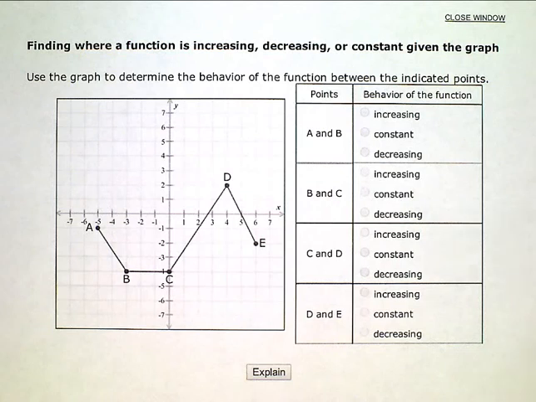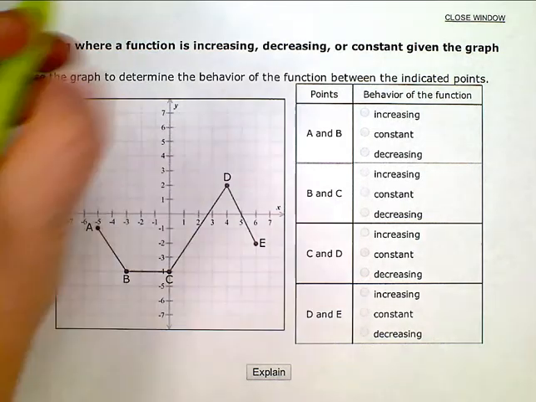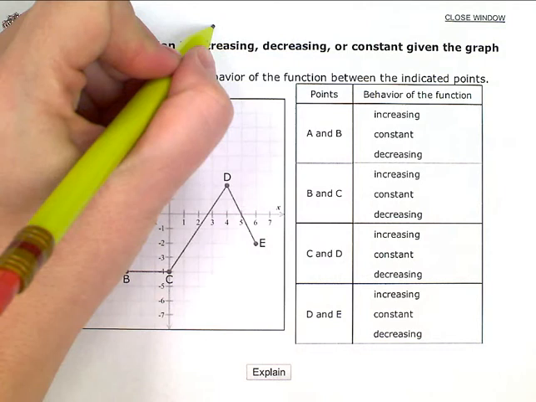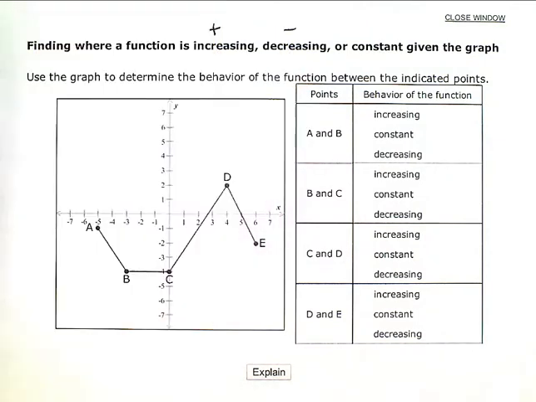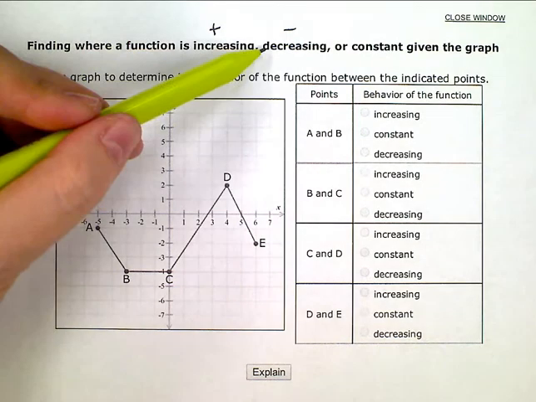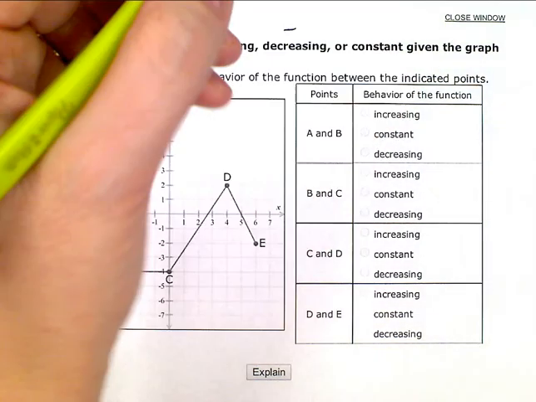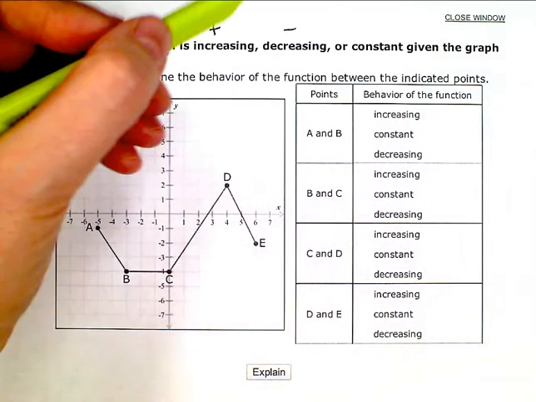Finding where a function is increasing, decreasing, or constant given the graph. Use the graph to determine the behavior of the function between the indicated points. Increasing means the function values are going up. Decreasing would be function values that are going down, or the graph is going down. And constant would be where it's flat.